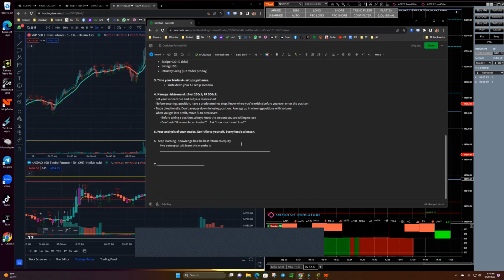Next one is before taking a position, always know the amount that you're willing to lose. Okay, so whether it's ES or NQ, mini or micro, please do know what the values are for each tick or each point or each handle. Point equals a handle.